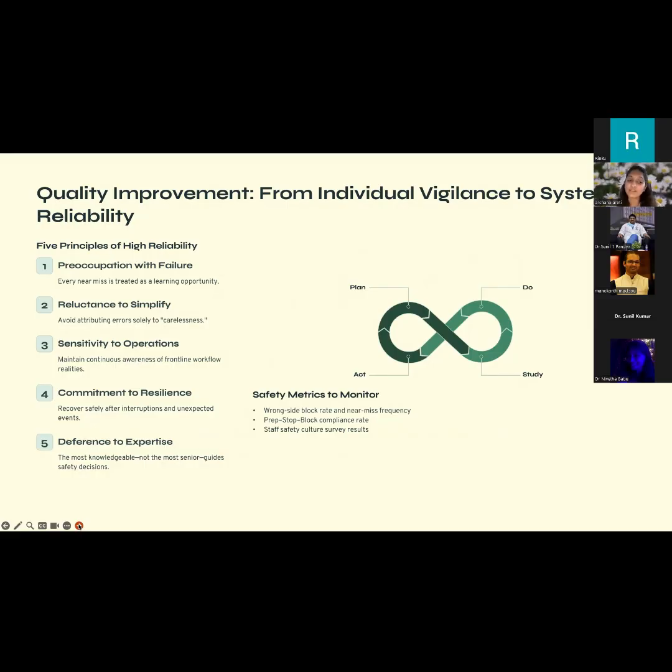We should have that commitment to resilience, to recover safely after interruptions and unexpected events, and also deference to expertise. We should never, ever, however far we think we have come, there is always another step to go and always another lesson to learn. So the most knowledgeable, not the most senior, guide safety decisions. So don't be hesitant to ask for help. There is nothing wrong with it. It's just to make patient care better, right?